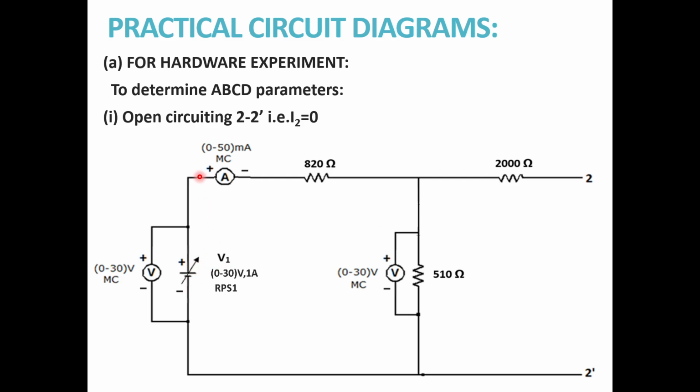Across port 1 we have connected a regulated power supply whose range is 0 to 30 volts, 1 ampere, RPS 1, and across it we have connected a voltmeter. The voltmeter range is 0 to 30 volts, MC type. In series with 820 ohms we have connected an ammeter whose range is 0 to 50 milliamperes, moving coil type. Across 510 ohms we have connected a voltmeter whose range is 0 to 30 volts, moving coil type.